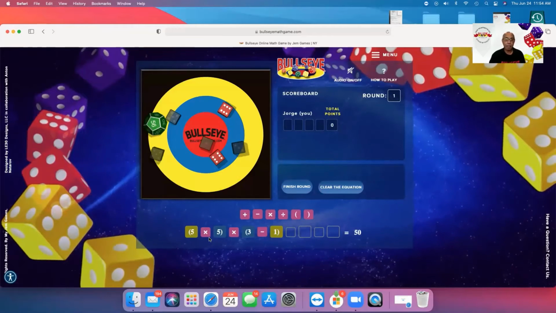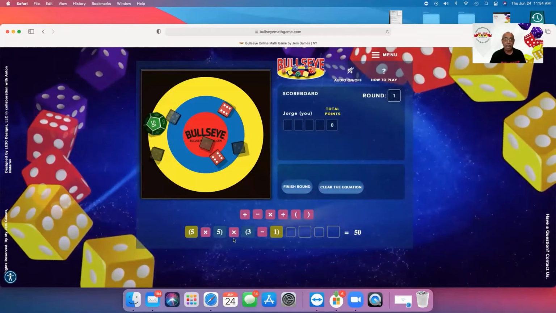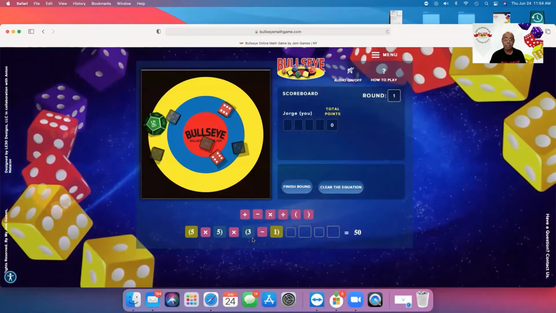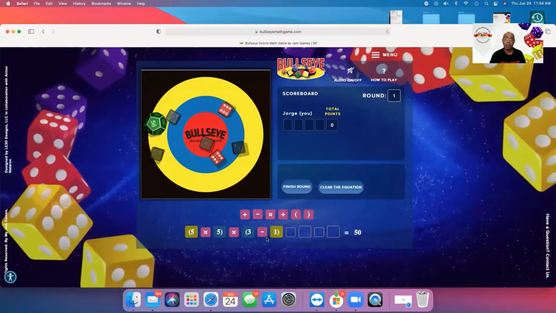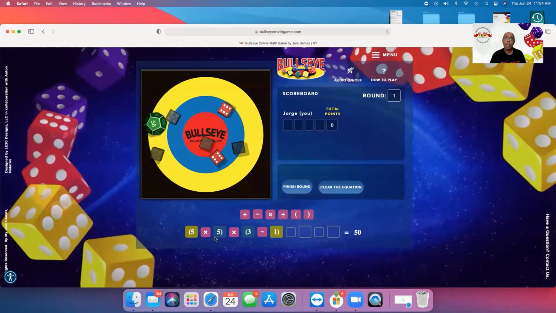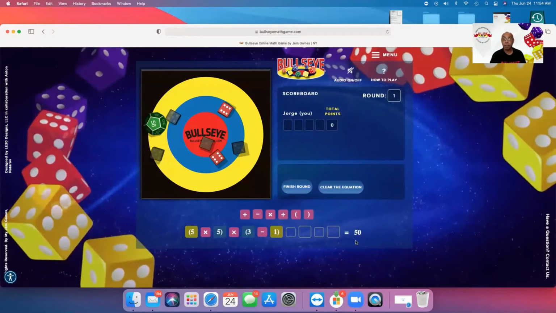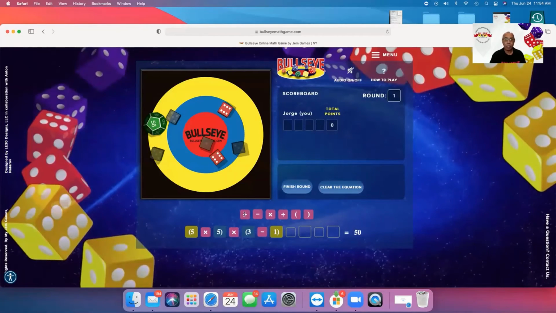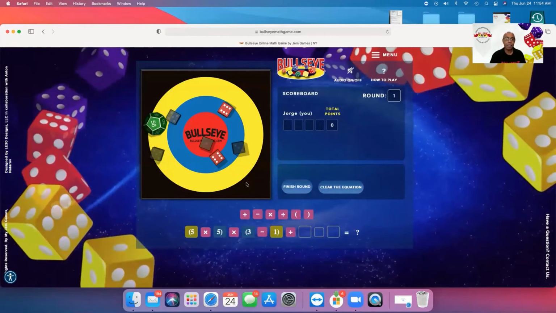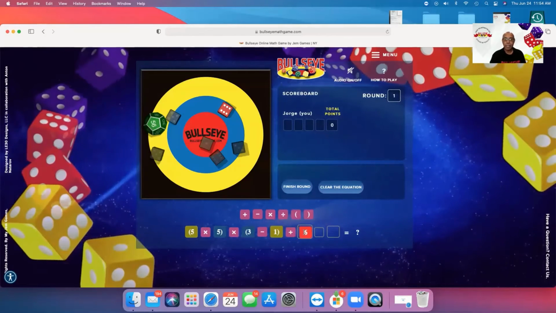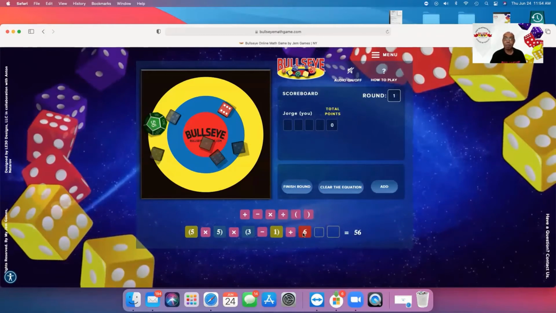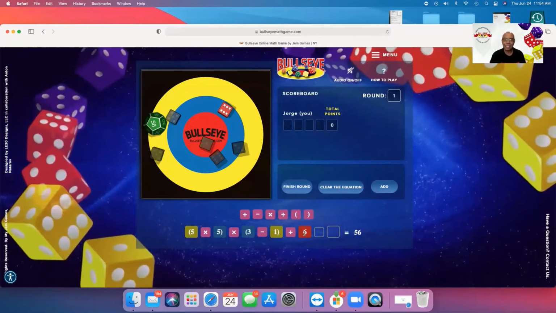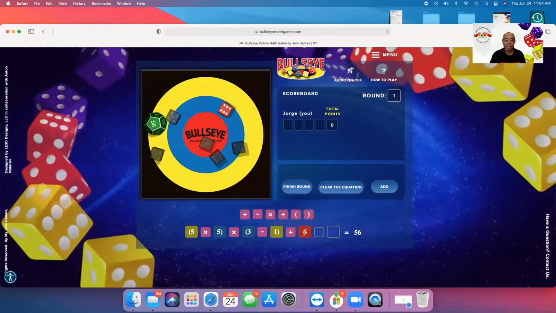So I have 5 times 5 is 25. And I'm going to multiply that product by the difference of 3 minus 1. 3 minus 1 is 2. 2 times 25 gives me the product of 50. Excellent job. So now all I'm going to do is simply add that 50 with the 6 here, and that's going to give me my bullseye number of 56. Great job, mathematicians. The power of parentheses is present.